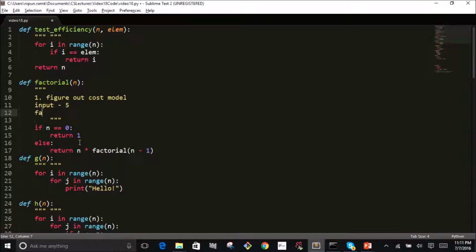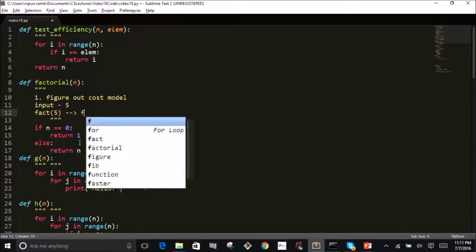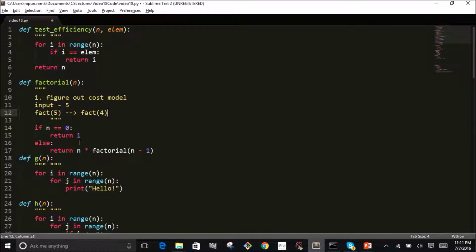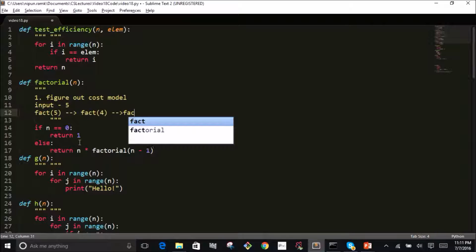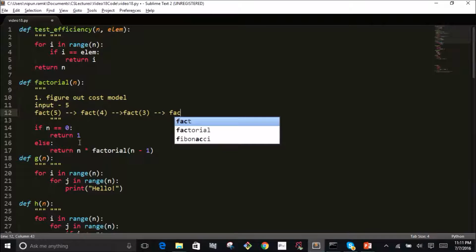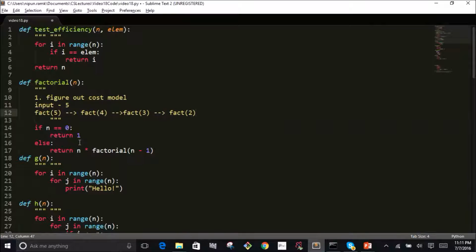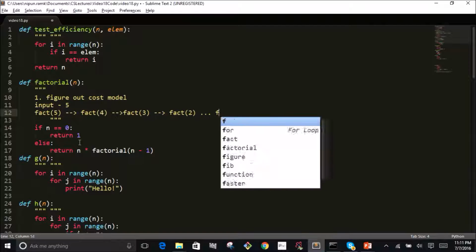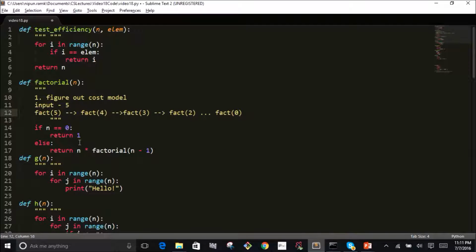So we're going to have factorial. I'm just going to abbreviate it to fact. Factorial 5 is going to call fact of 4, which is then going to call factorial of 3, and this is going to call factorial of 2, and you get the idea. It's going to go all the way to factorial of 0. So how many function calls did we have? There were 6 calls when we had an input of 5.